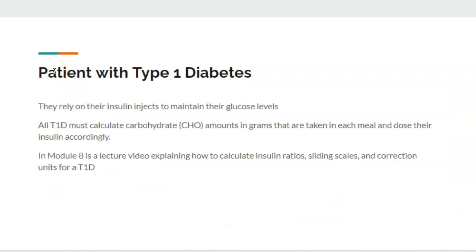A patient with type 1 diabetes, they rely on their insulin injections to maintain their glucose levels. So all T1Ds, which is what I refer to as a type 1 diabetic, must calculate their carbohydrate amounts in grams and then take it with each meal and dose their insulin accordingly. In Module 8 are lecture videos explaining how to calculate insulin ratios, sliding scales, and correction units for type 1 diabetics, which is part of your final project in this class. So if you want to take a look at that, you can.